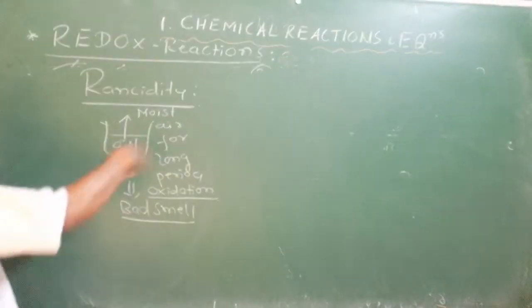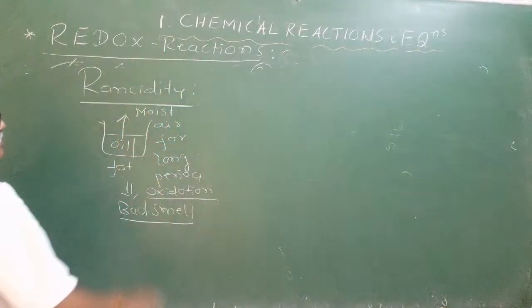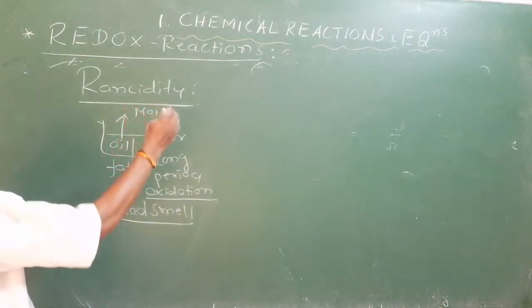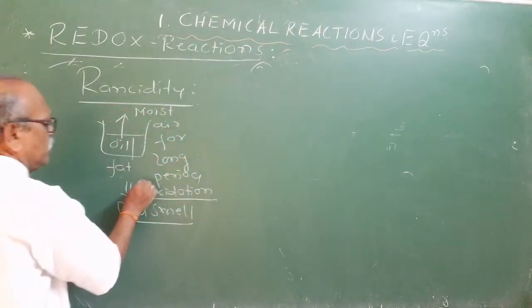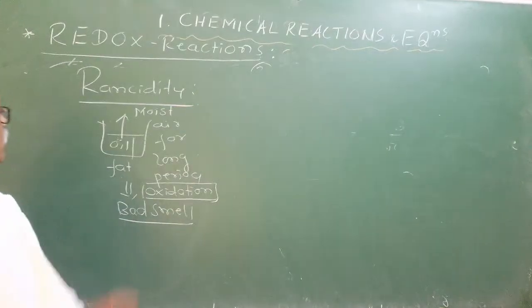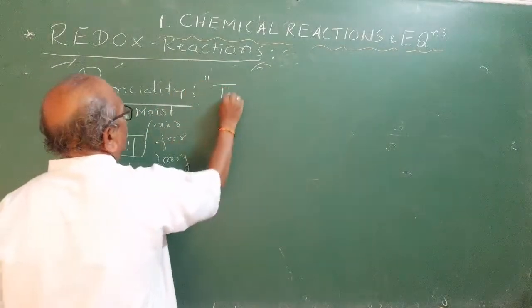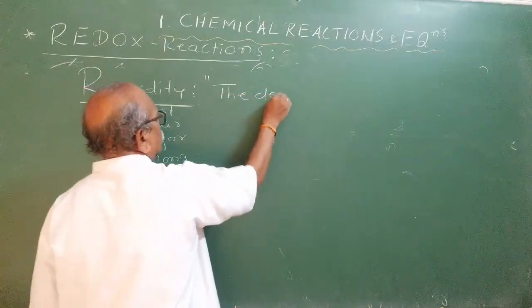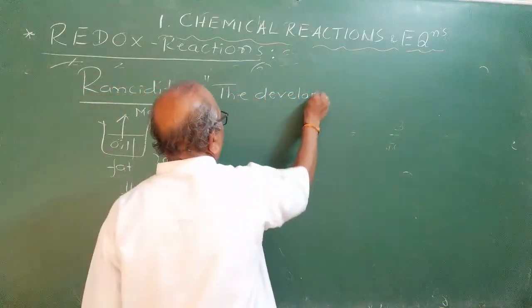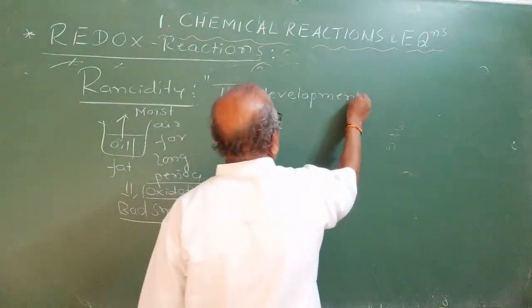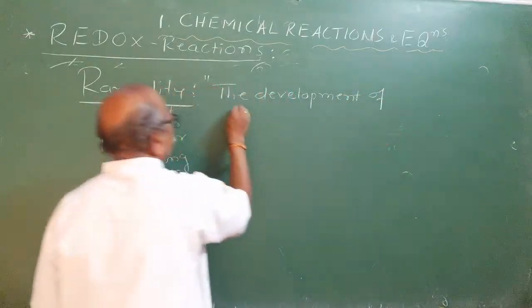They lose electrons and are converted into ions. They are all neutral atoms. Loss of electrons is called oxidation. And here also, rancidity means the development of bad smell.